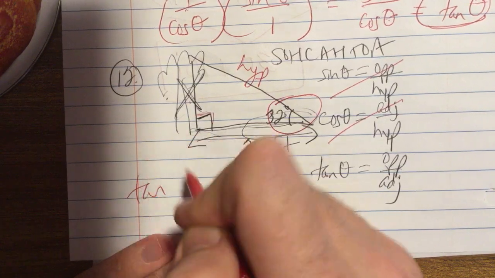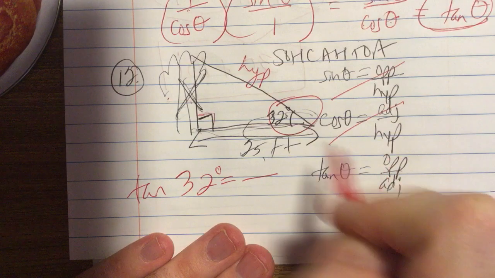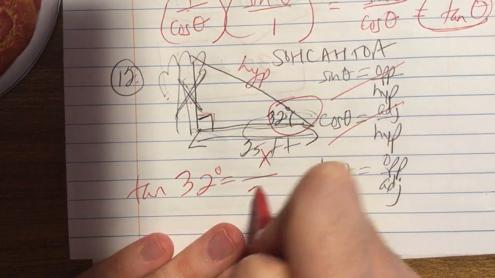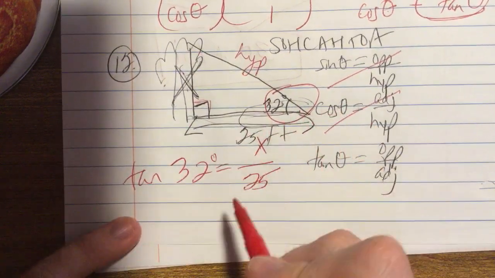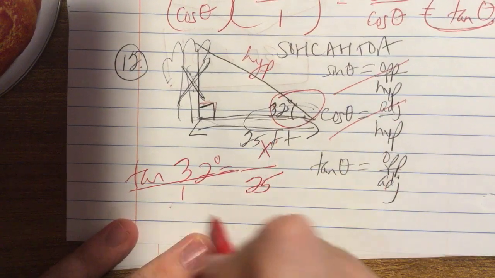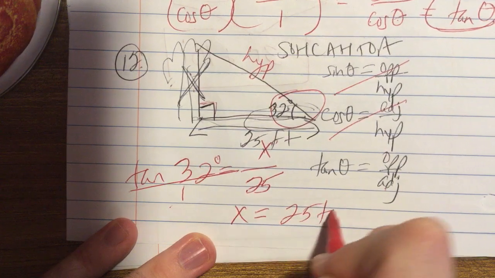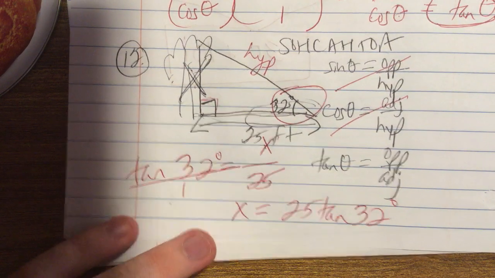The tangent of the angle, which is 32 degrees, has to be equal to the opposite side over the adjacent. Opposite that angle is X. Adjacent side is the one next to it, which is 25. We want to find what X is. We're going to make a proportion and cross multiply. X times 1 is X. And then 25 has to be multiplied by the tangent of 32 degrees. Make sure your calculator is in degree mode.